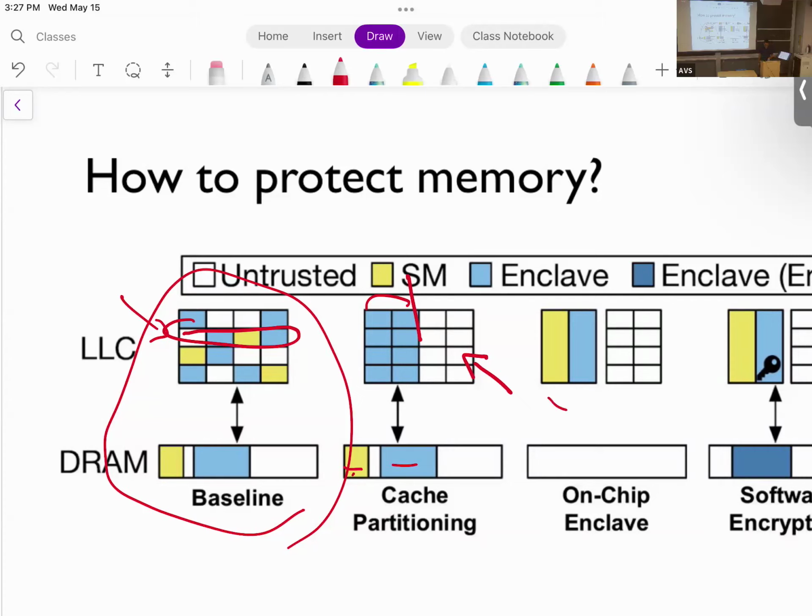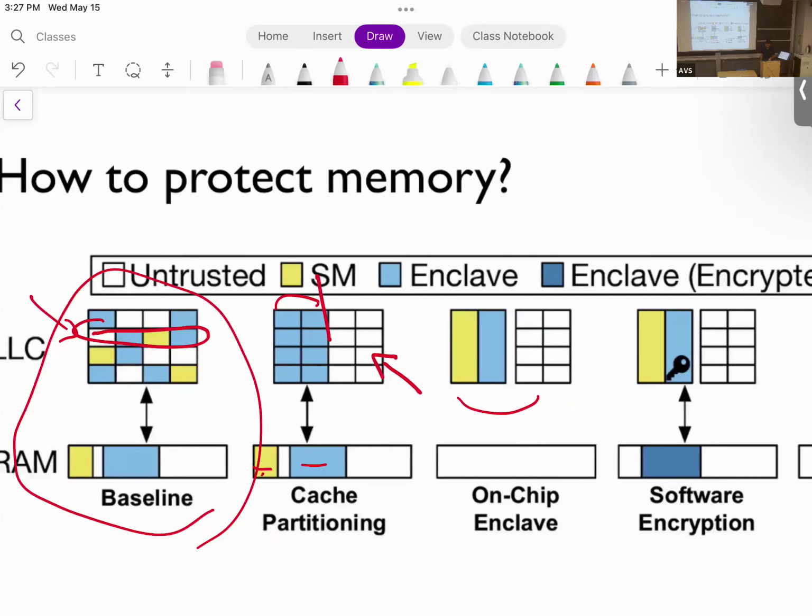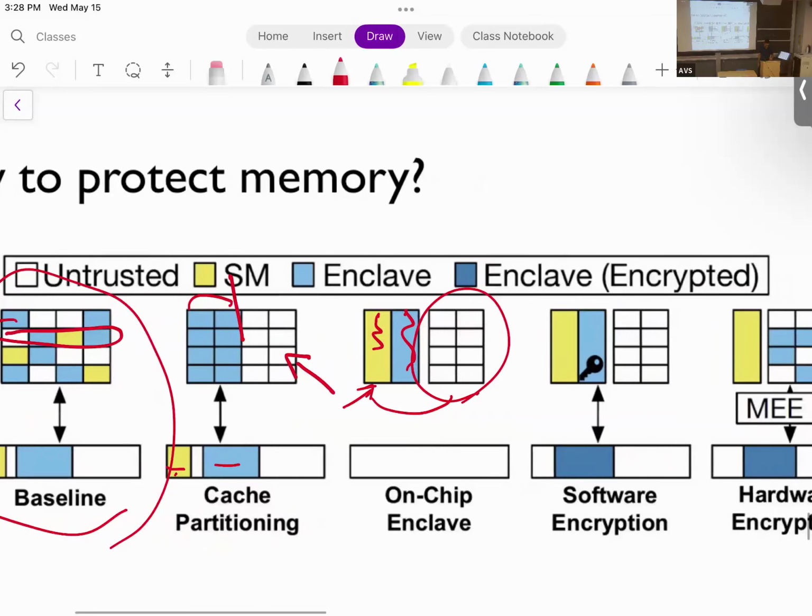Another thing you can do is have some form of on-chip enclave, which does a kind of separate cache partitioning. Essentially, I can have my internal caches that store the SM and enclave, and have this unsecured cache as part of the regular hardware that is dedicated to untrusted apps. In other words, I'm physically separating the caching mechanism completely so that I can achieve even more security.